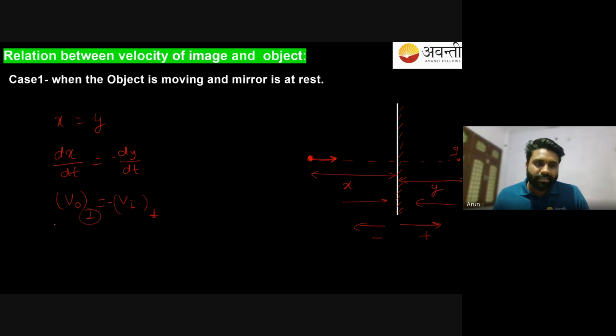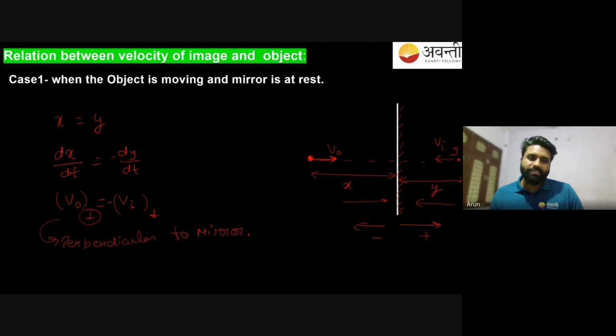Why did I mention this? Because these velocities are perpendicular to what? This is the velocity of the object, this is the velocity of the image. Perpendicular to the mirror. Okay, these velocities are perpendicular to the mirror. What if these velocities are not perpendicular to the mirror, but parallel to the mirror? What will happen? Okay, again in this, if you have any doubt you can ask. Okay, so this is the formula that you have.